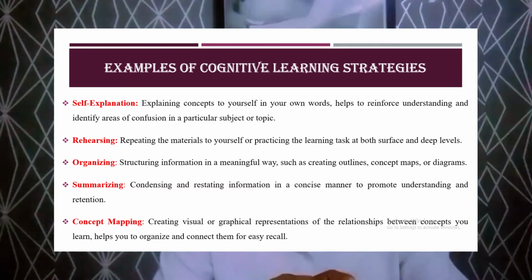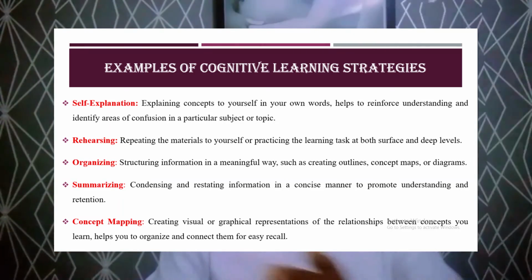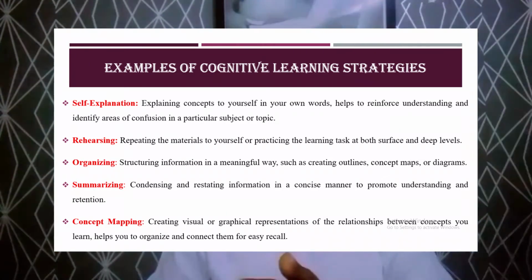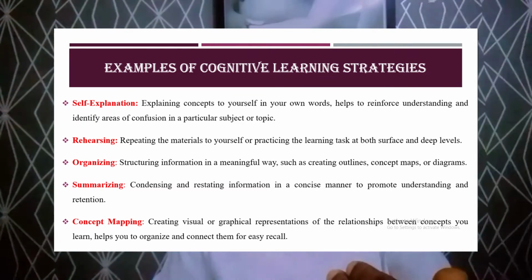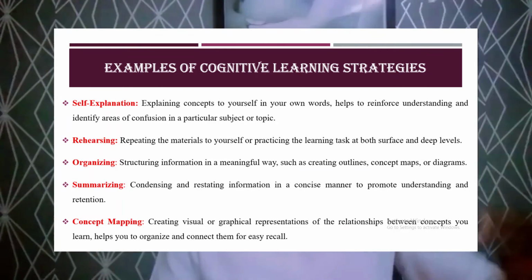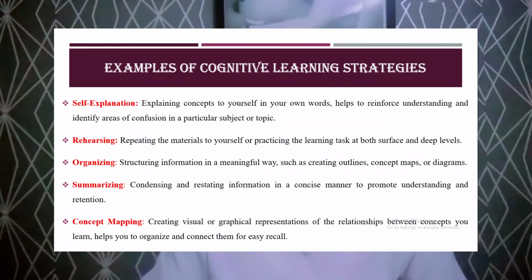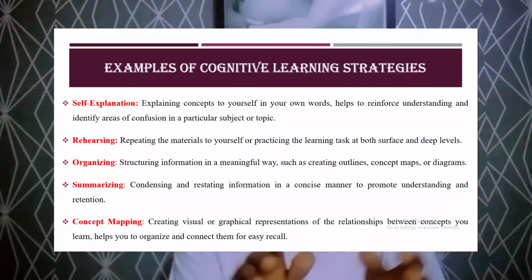So rehearsing, repeating the words. Sometimes you can recite all the elements, all the parts of the brain, the formulas. You repeat the steps to yourself as a way of rehearsing. We have summarizing. So after reading the passage, what is the key point in there? Then we have organizing, putting the information into sub areas.